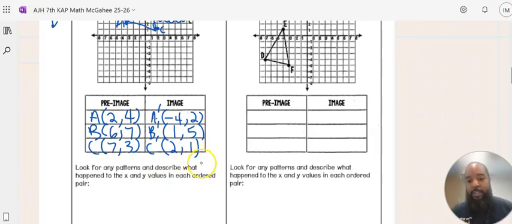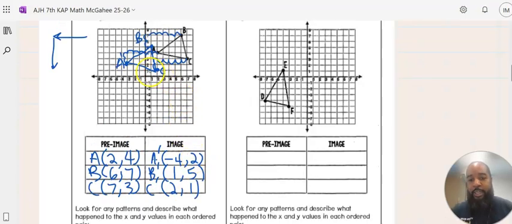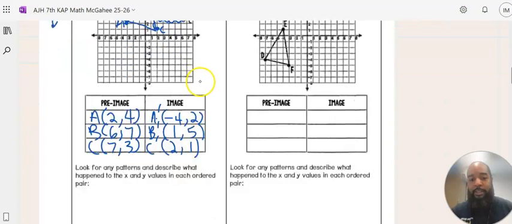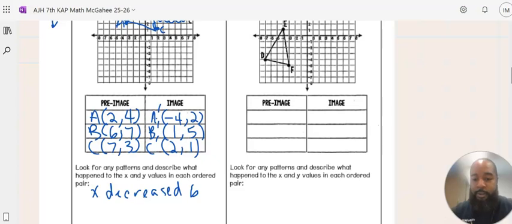So the easiest way to look at this, and remember when we're talking translations, every single point moved the same distance and direction. So let's look at C so I can do some easy math. From C to go from 7 to 2, that says x decreased by 5. And y decreased by 2.